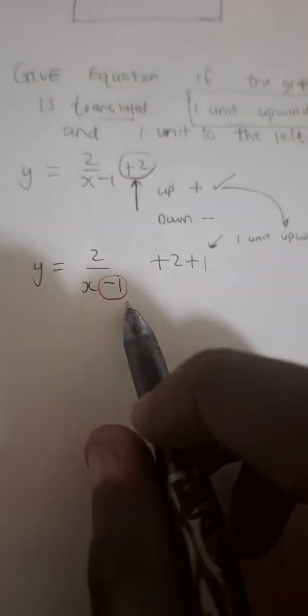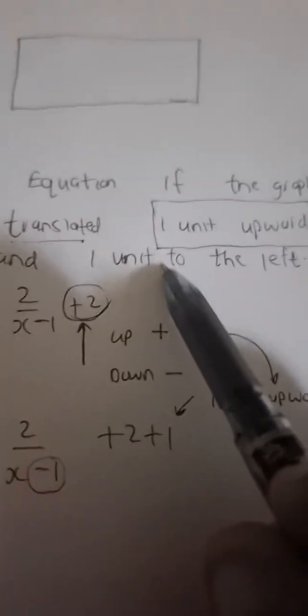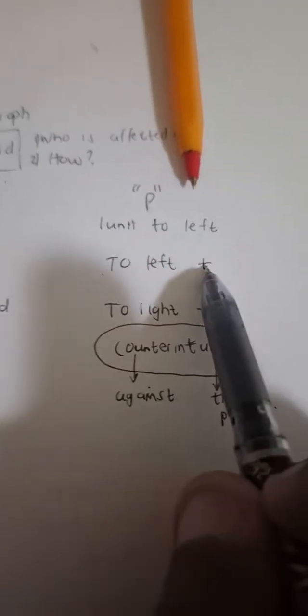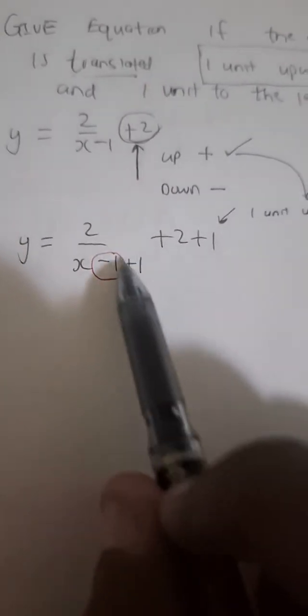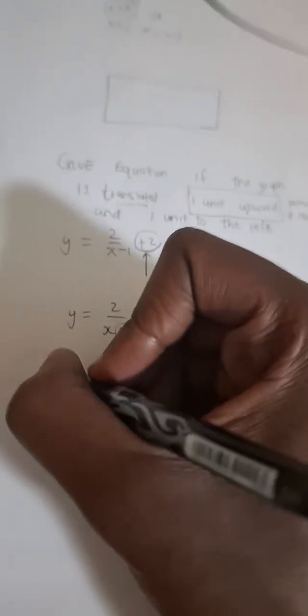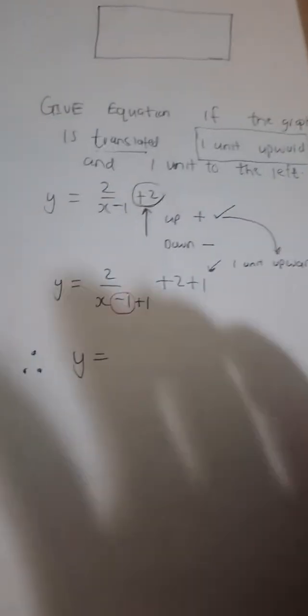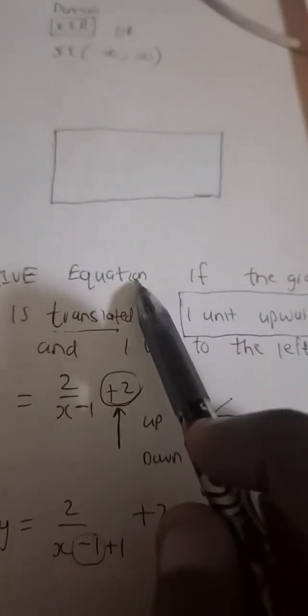So let's check. The -1 is affected. How did we say it is affected? If we say 1 unit to the left, it means we are going to add. Remember, left means we add however many units. They said to the left by 1 unit, so we're going to add 1. Therefore, we can conclude and write the actual new function, because they said give the new equation.